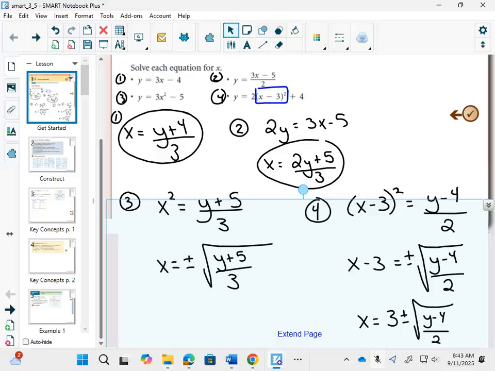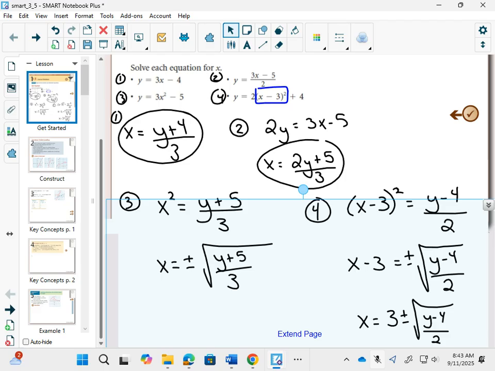Looking at inverses of functions. So an inverse of a function is what undoes a function, right? The inverse of adding 3 is subtract. It undoes what you just did. Right? We talked about square rooting being the opposite of squaring.